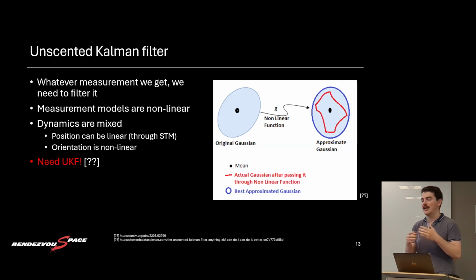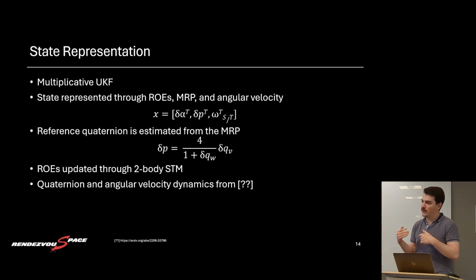Additionally, the dynamics can be nonlinear, so the position can be linear through an STM, but then the orientation is kind of nonlinear. So we're going to use a UKF, and we're going to use the same UKF that Dr. Jeff Park used in his CNN for pose estimation paper. So just to give an overview of that UKF setup, we have the state representation here.